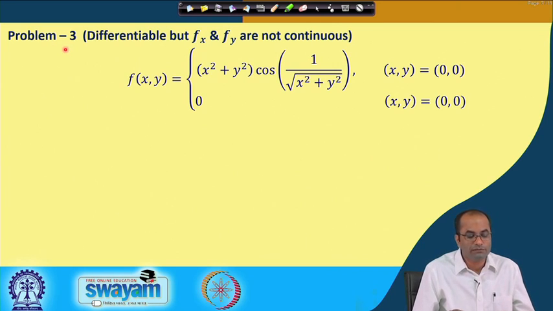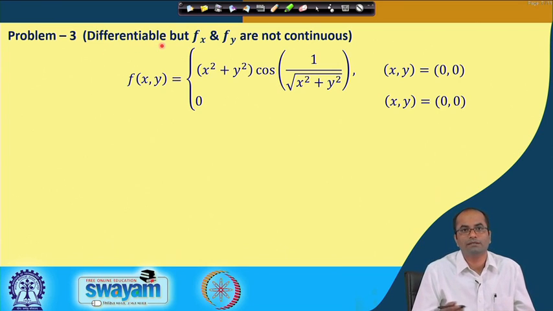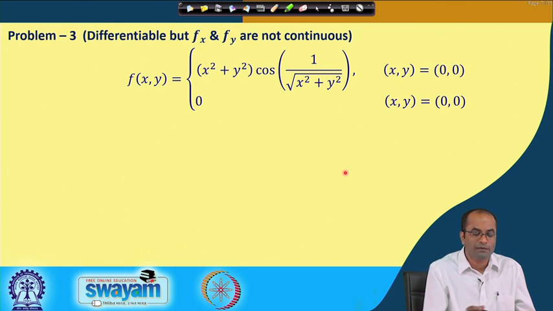Next problem: here we will show that the function is differentiable, but f_x and f_y, the partial derivatives, are not continuous. Remember that the continuity of partial derivatives is sufficient for differentiability. So the function may be differentiable, but f_x and f_y may not be continuous. If we can prove that f_x and f_y are continuous, that will simply imply that the function is differentiable, but if we cannot prove the continuity of f_x and f_y, we cannot conclude anything about the differentiability of f.